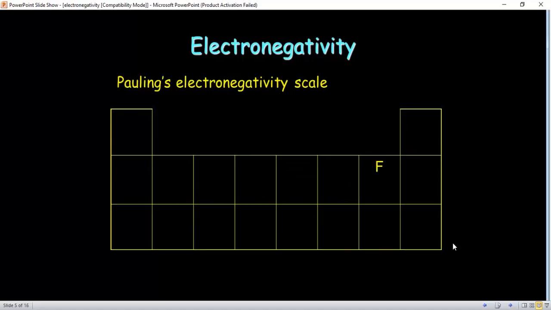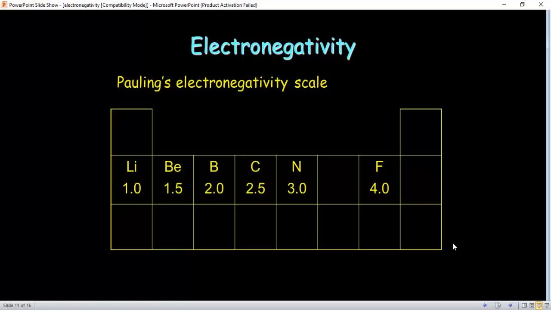So in that case, fluorine has the highest electronegativity. Its value is around 4. Then lithium has the lowest electronegativity in this period. Increase from lithium by 0.5. Lithium to beryllium: when we go from lithium to beryllium, the electronegativity increases by 0.5, so it becomes 1.5. For boron it's 2, for carbon it's 2.5, for nitrogen it's 3, for oxygen it's 3.5.